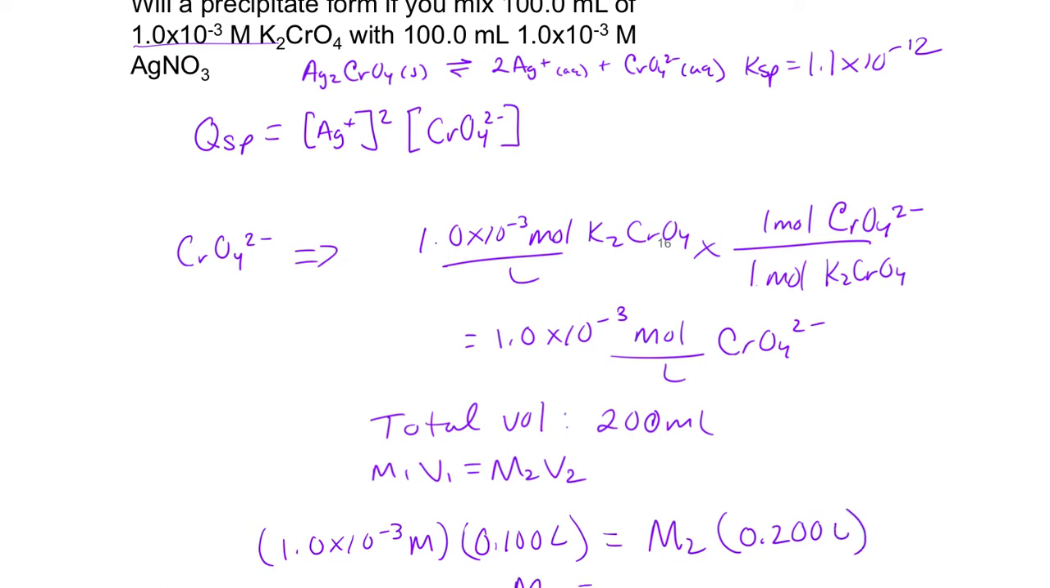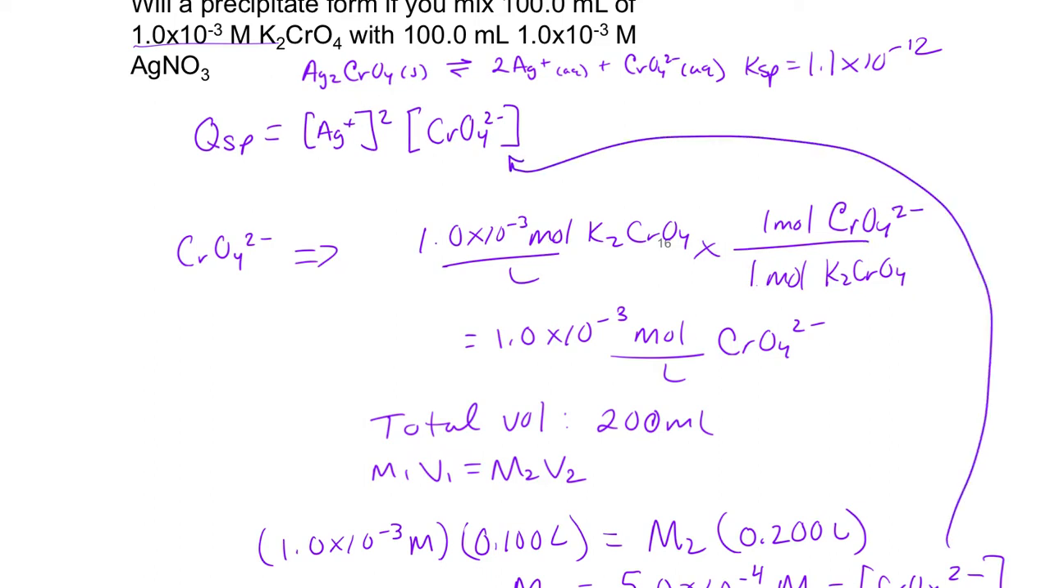So M2 is equal to 5 times 10 to the minus 4 moles per liter. Okay. Everyone okay with that? So we're going to take this concentration and plug it in to our QSP, but we're going to solve for the silver ion concentration before we do that, and then we can do it all at once.